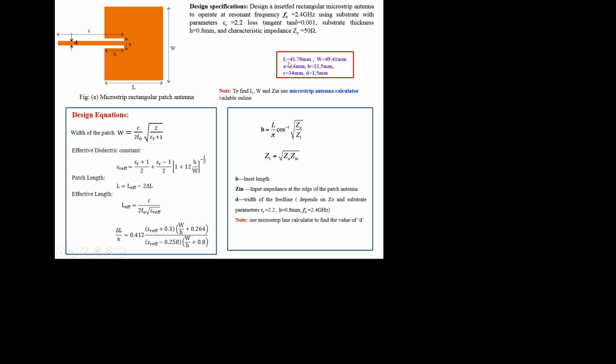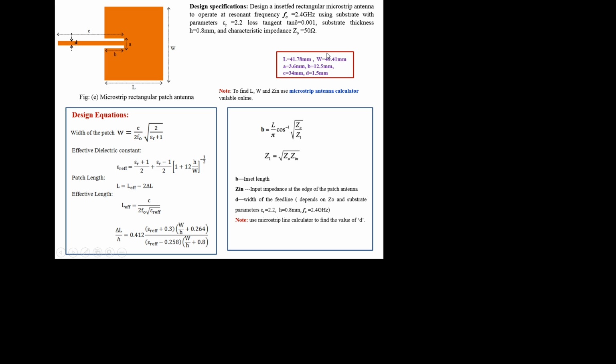Using these calculations, we got the length of the antenna as 41.78 mm and the width equal to 49.41 mm. Again, these values we get using these equations: the W calculation, effective permittivity, length and delta L. All these calculations we have to do to get the values of length and W. But as you know, these equations are a little bit lengthy. We can use an online calculator to get the values of L and W.